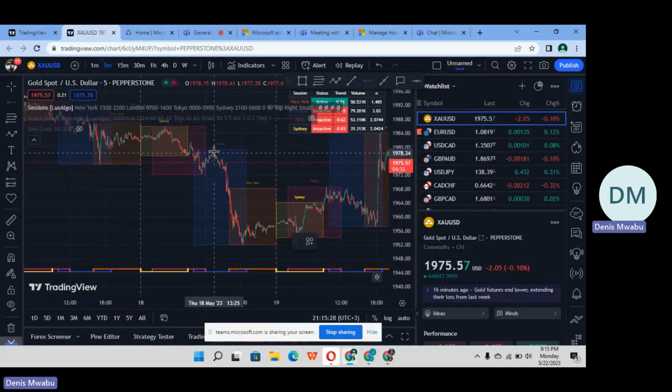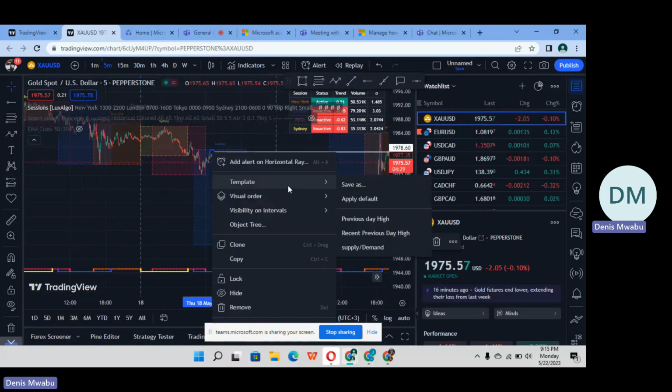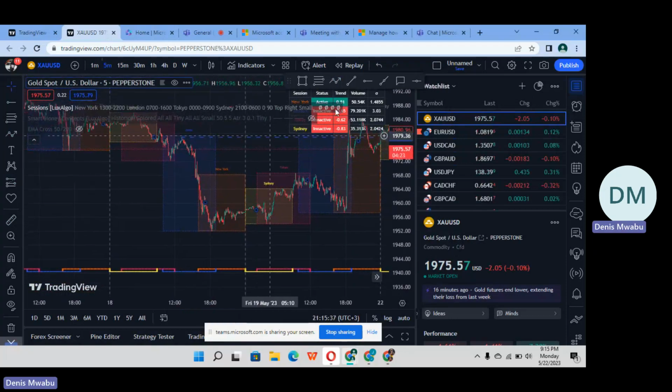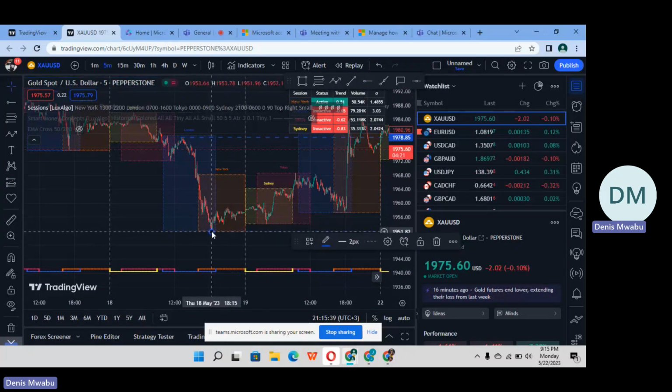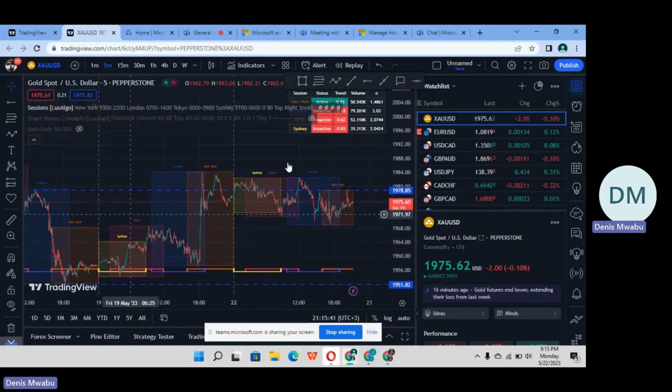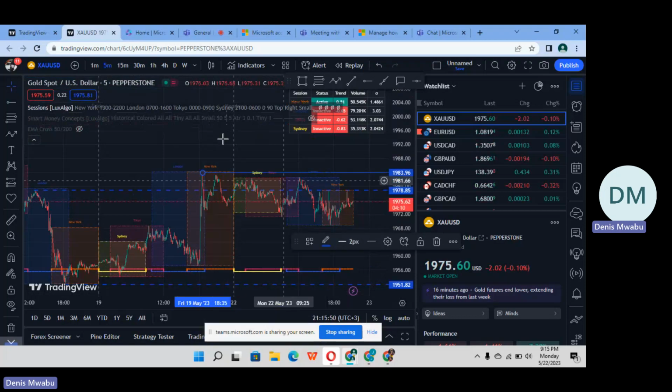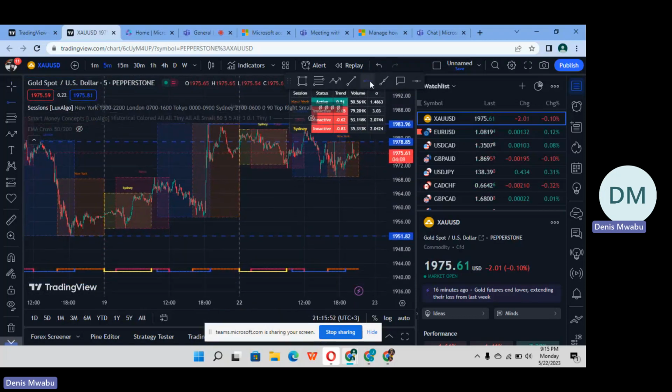I actually drew my highest point of day here, and I was looking at this one as the previous day high. Okay, and then I came and drew my previous day low here. Then I came and drew my recent previous day high, which was here. Previous day high, recent previous day high, and then I came and drew my previous day low, which was here.